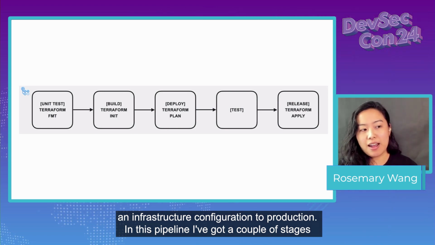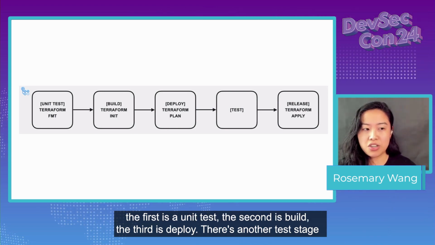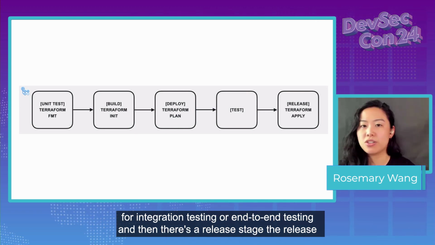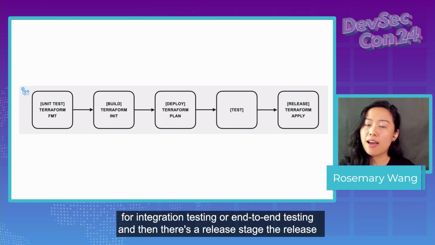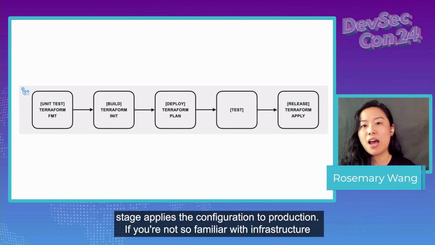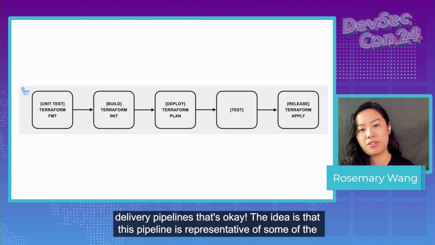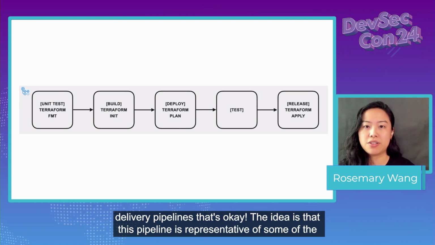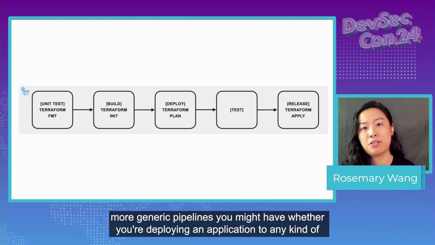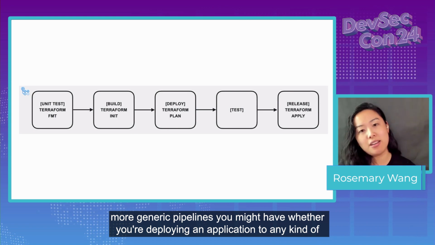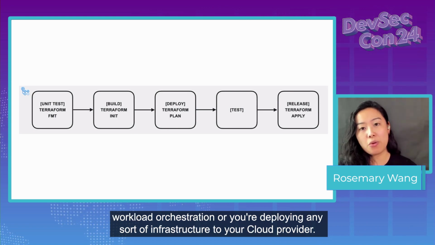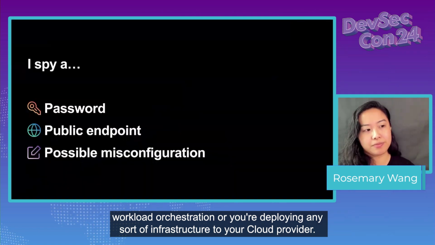In this pipeline, I've got a couple of stages. The first is a unit test. The second is build. The third is deploy. There's another test stage for integration testing or end-to-end testing. And then there's a release stage. The release stage applies the configuration to production. If you're not so familiar with infrastructure delivery pipelines, that's okay. The idea is that this pipeline is representative of some of the more generic pipelines you might have, whether you're deploying an application to any kind of workload orchestration, or you're deploying any sort of infrastructure to your cloud provider.